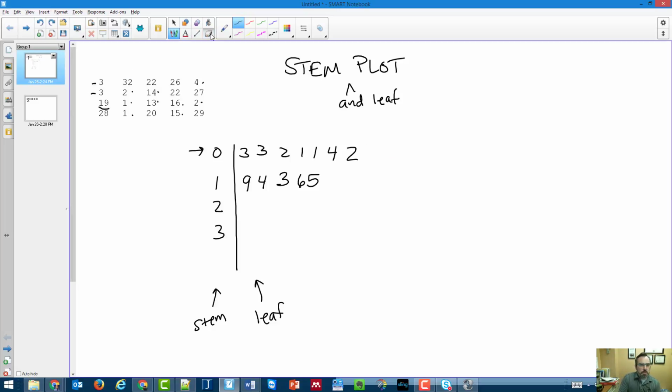The stem for 2, any two-digit number that starts with a 2. So I've got 28, 22, 20, 26, 22, and 29. So 28, 22, 26, 22, and 29. And then finally, any numbers that start with a 3. So just the 32 is about all I can see there.